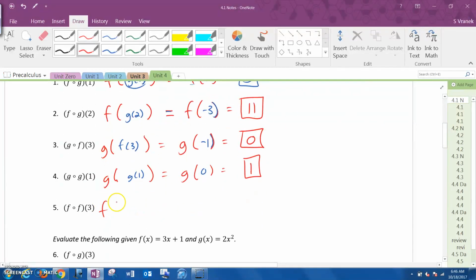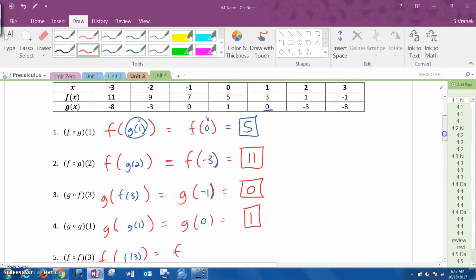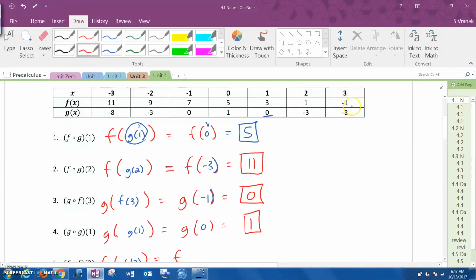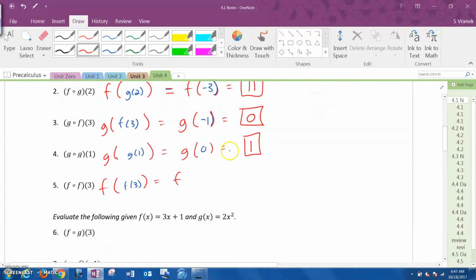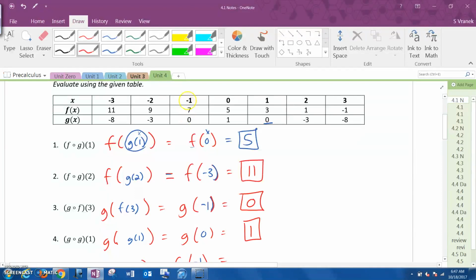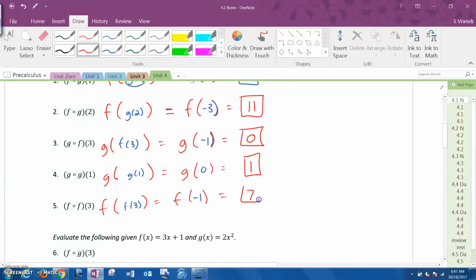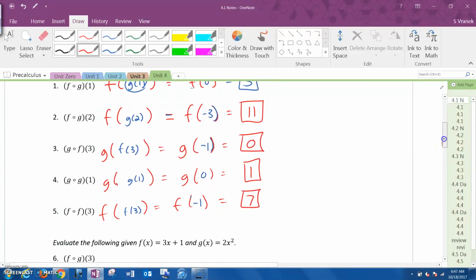And finally we're doing f of 3. Well, what is f of 3? Let's take a look. Here's 3. Here's f. It's negative 1. I should have known that. We did that a little earlier. Then we go to negative 1, and we want f. So that is 7. So those should be the values: 5, 11, 0, 1, 7.